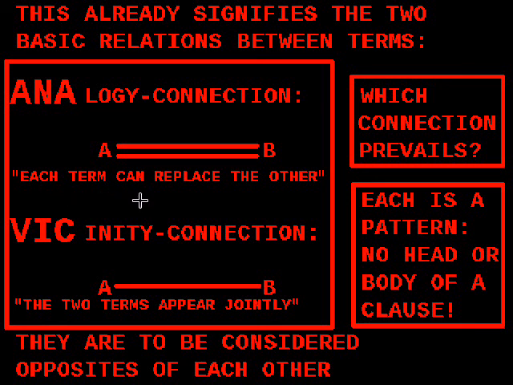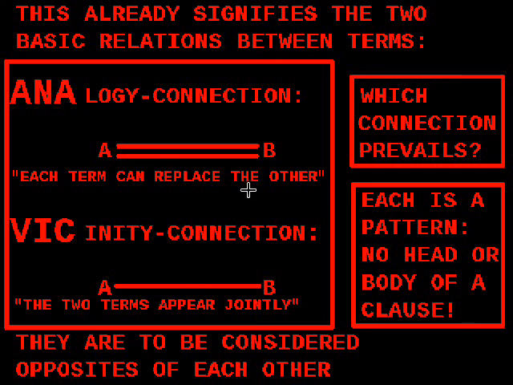In an ana connection, each term can replace the other. Mind you, this is an abstract notion of replaceability. The vic connection says if each term rather does not replace the other, then these two terms rather appear jointly. If they would not appear jointly, then they would replace each other. Hence, I am saying that I am considering in my theory those two relations opposite to each other.